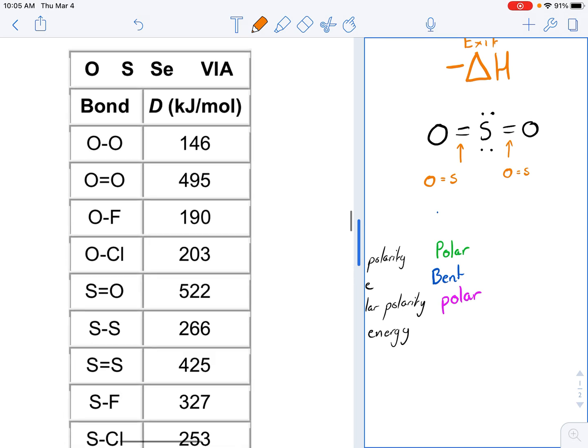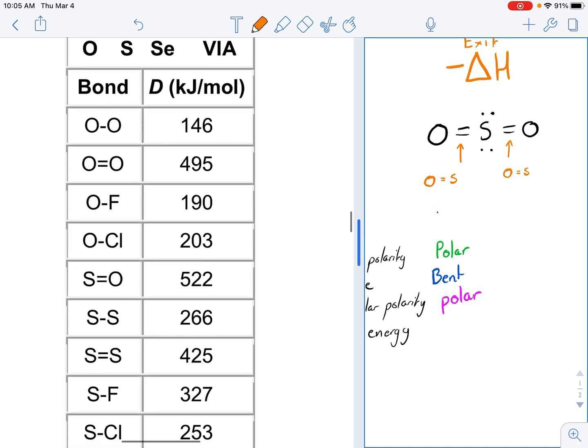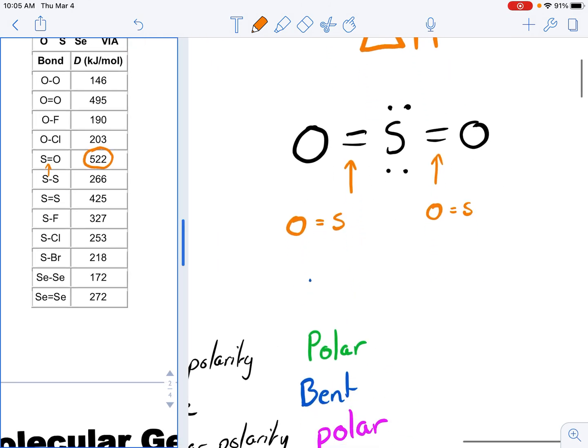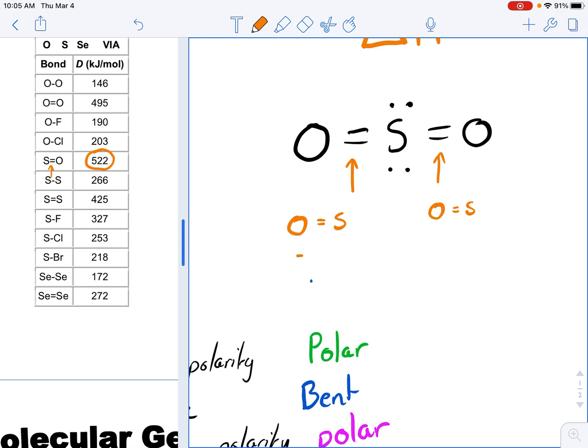Okay, here we go. It's listed the other way, SO, but that doesn't make a difference. It's 522. So the energy I'm going to get here is 522 kilojoules. And the energy for this one is 522 kilojoules.